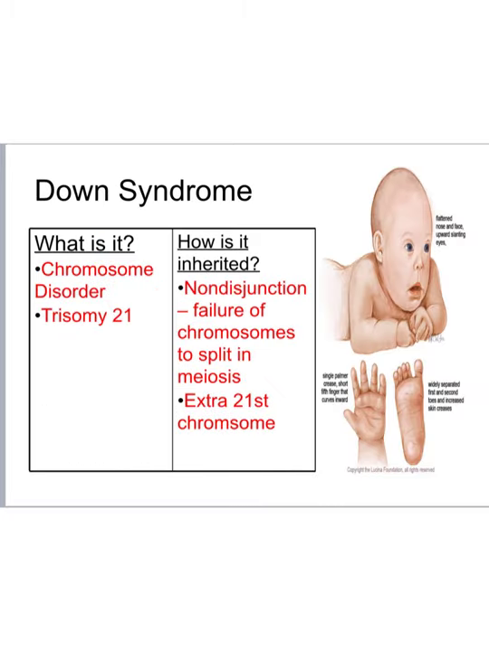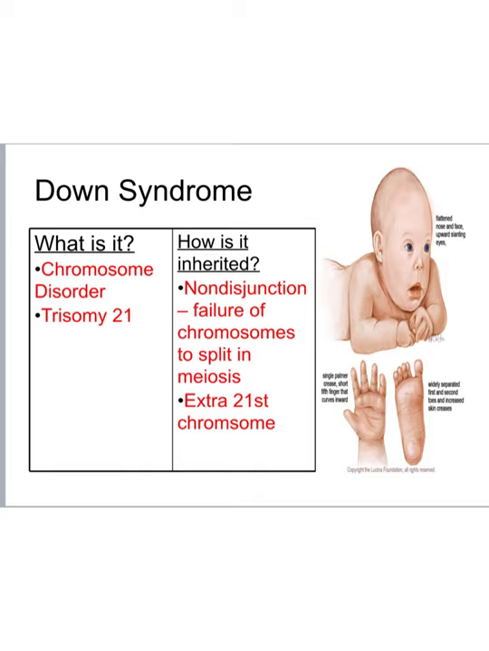Our second genetic disorder that we're going to cover is Down syndrome. What is it? It is a chromosome disorder. It also has another name. It is called trisomy 21. Trisomy means they have 3 copies of the chromosome.